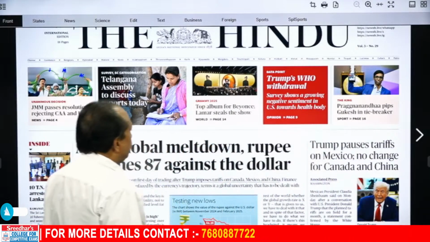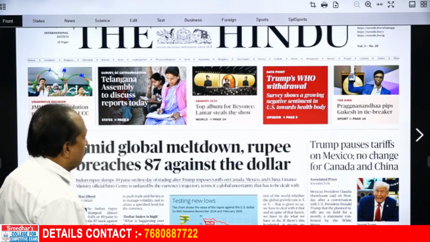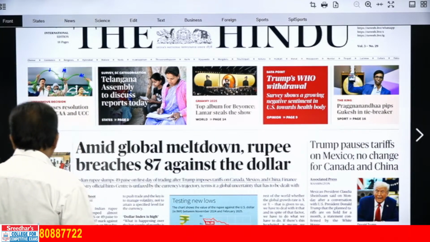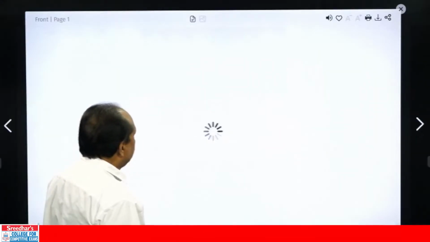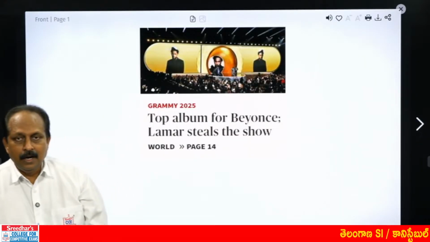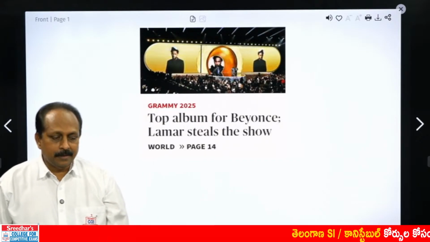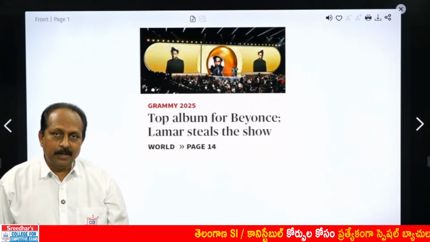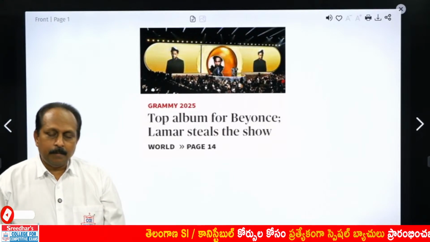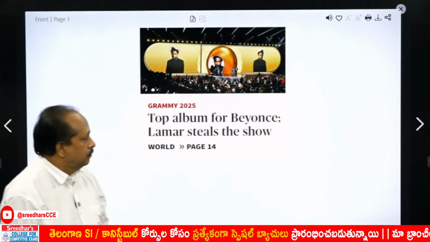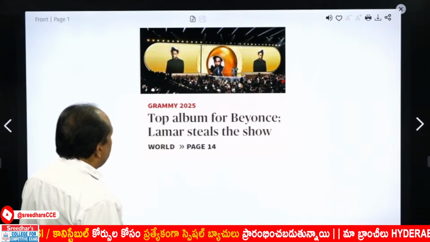We have another snippet over here, Grammy 2025. Top album for Beyonce, Llama steals the show. There's one important expression here, that is Grammy 2025. First, to understand this, you need a bit of background information. Grammy Awards go with the music industry and are very popular in the Western part of the world. Very popular, very prestigious. It is about Grammy Awards 2025.